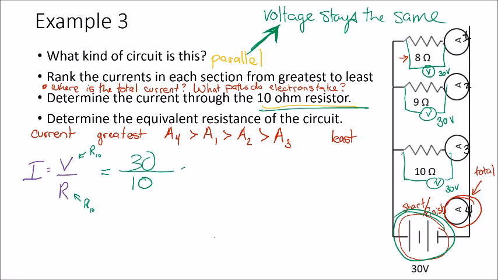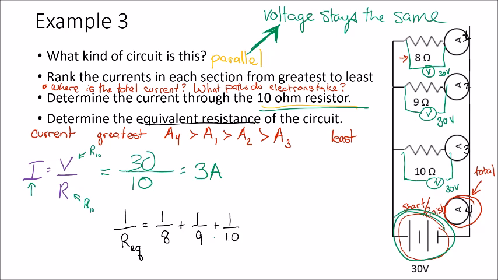So 30 divided by 10 is 3, and we just solved for the current, and the unit for current is amps. Determine the equivalent resistance of the circuit. In this case, we have a parallel circuit, so we need to add the resistances as fractions. So 1 over 8 plus 1 over 9 plus 1 over 10.